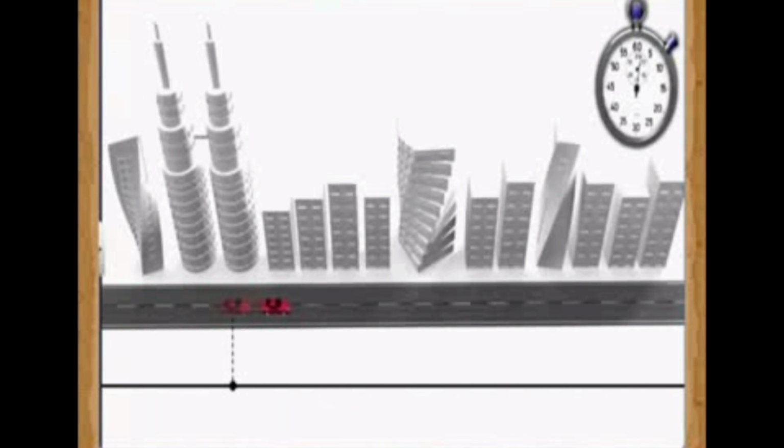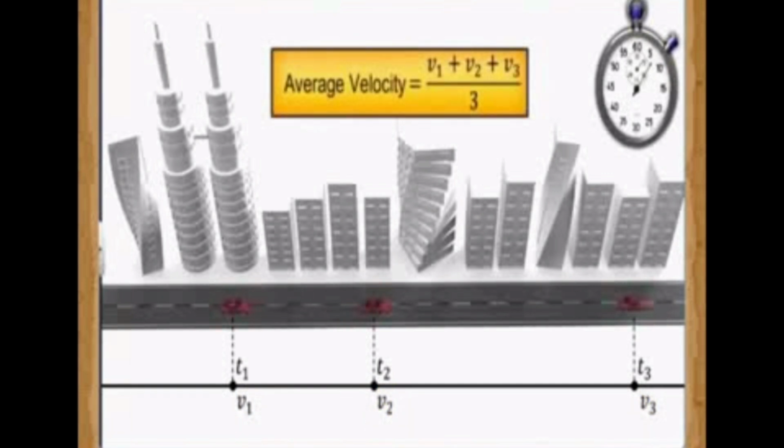So again, you can see that the car is moving in a straight line, but it is not an average velocity. See that it is traveling in 3 different time periods with 3 different velocities. Okay, T1, T2, T3 are the 3 time periods. V1, V2, V3 are the 3 different velocities.